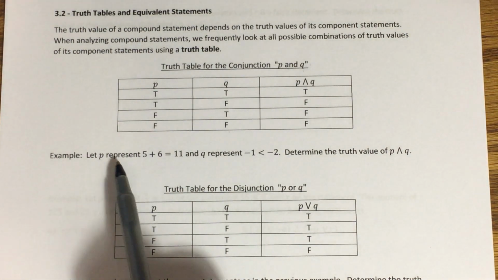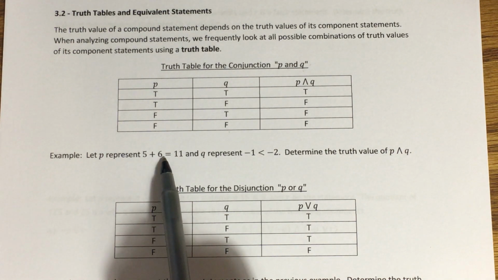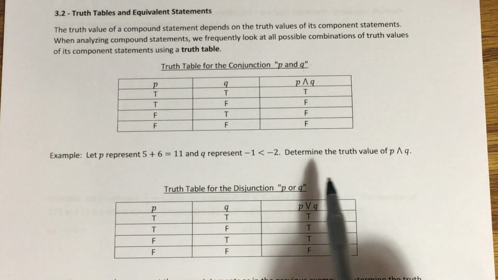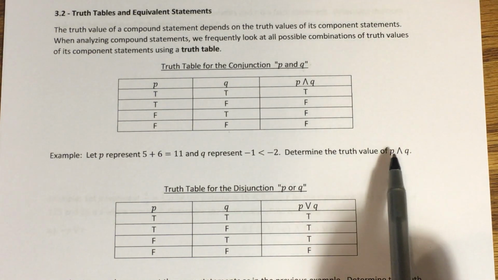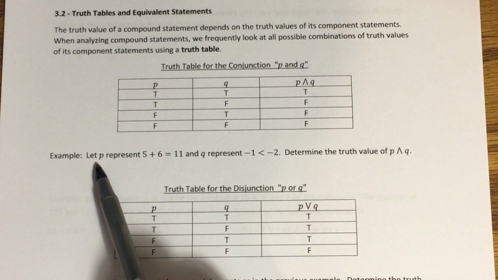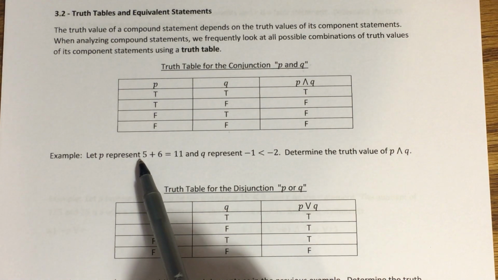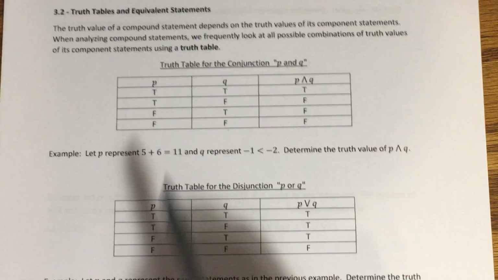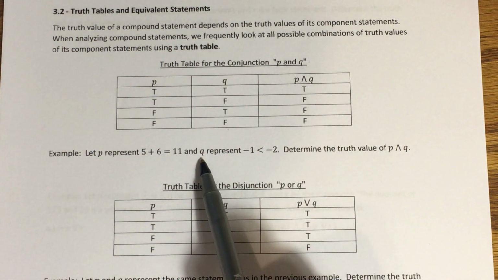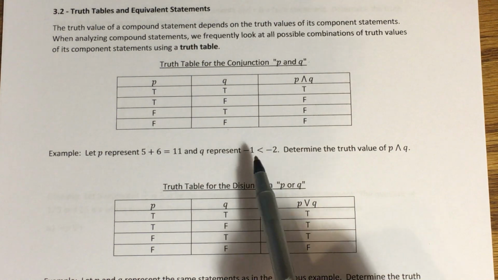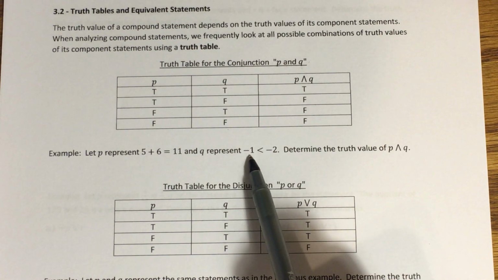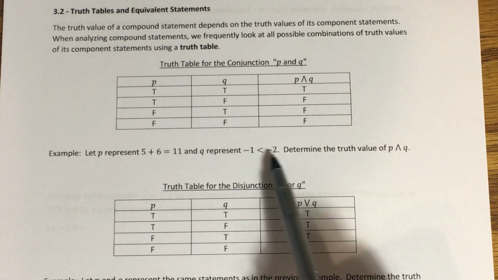Here's an example. Let's let P represent the statement 5 plus 6 equals 11, and Q represent the statement -1 is less than -2. What we want to do is determine the truth value of P and Q. So in this case, what is the truth value of P? Well, P is true because 5 plus 6 is equal to 11. That's easy to verify. We know that's true. What about Q? Is Q true or is Q false? Well, Q is a statement that -1 is less than -2. That's false. -1 is not less than -2. -1 is greater than -2.